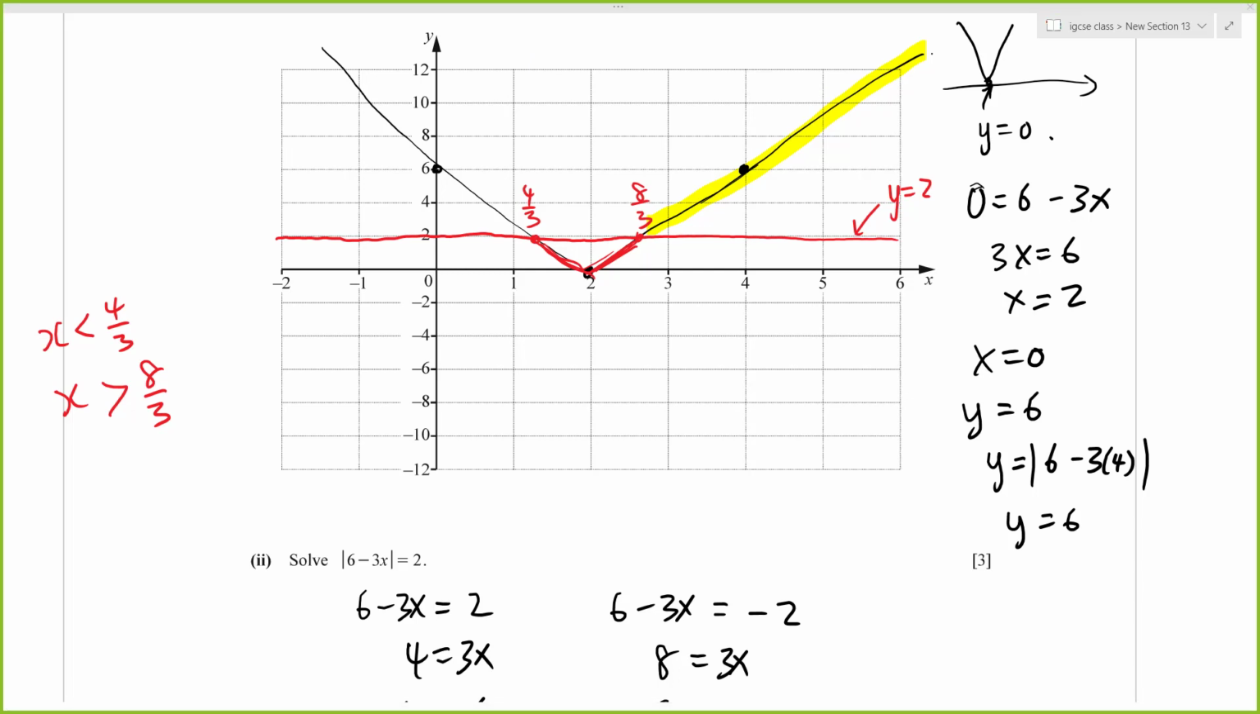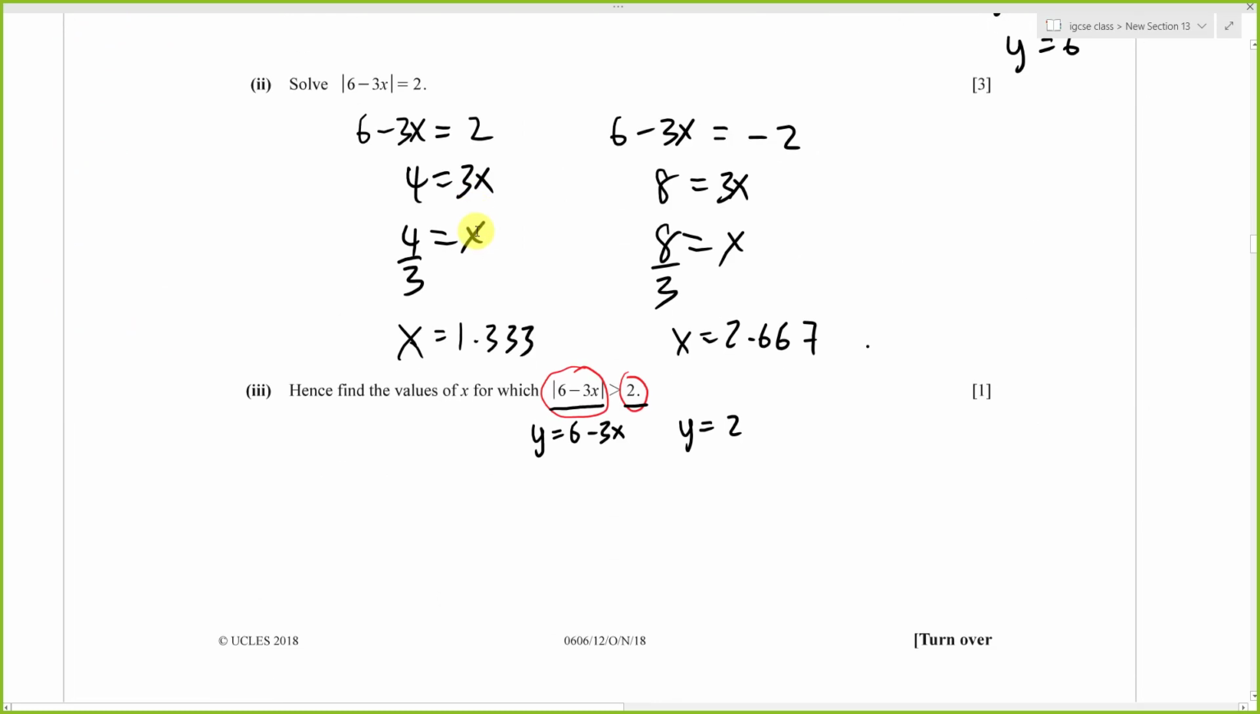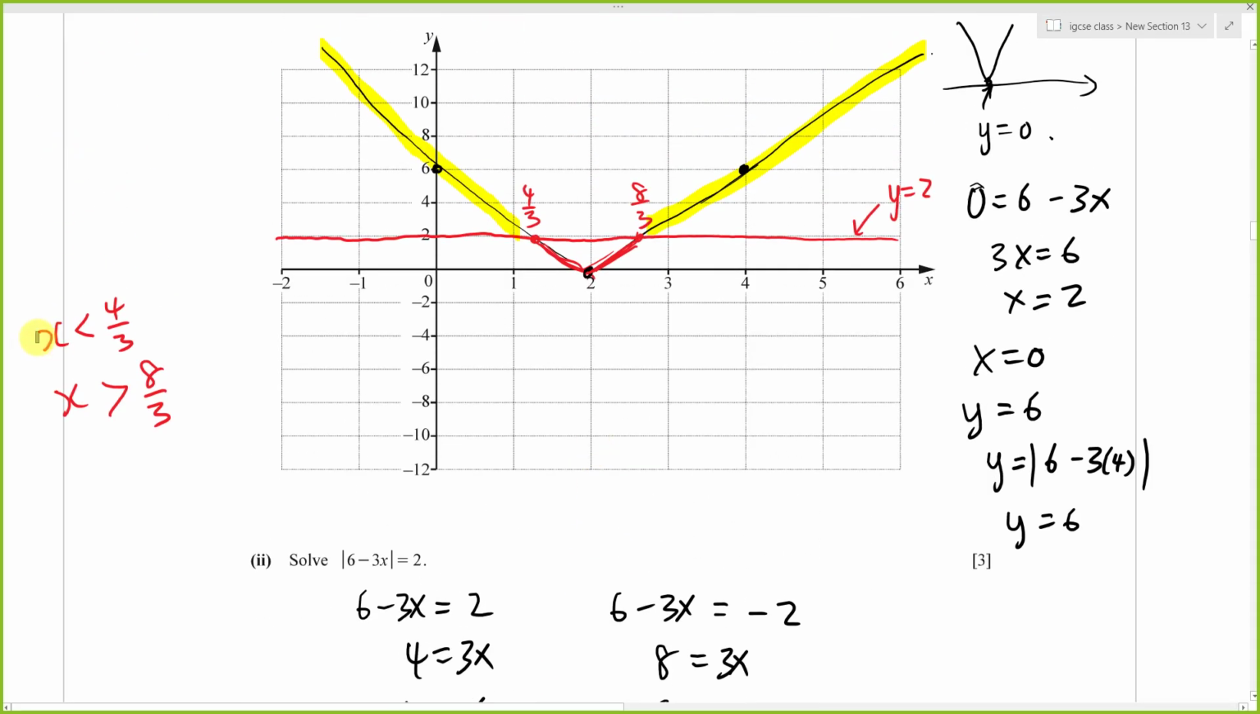So same idea for this line here. This line here is above the y equals 2. Because over here they say this modulus equation must be bigger than 2, so that means it must be above the line y equals 2. I hope you get it. Because it's just 1 mark, you kind of need to write down these two things, and then you can easily get your 1 mark. Okay?